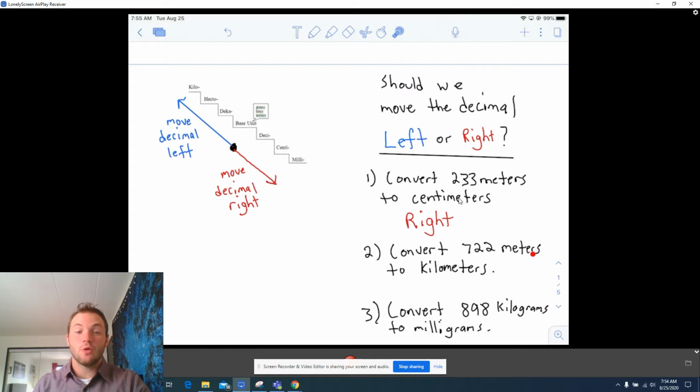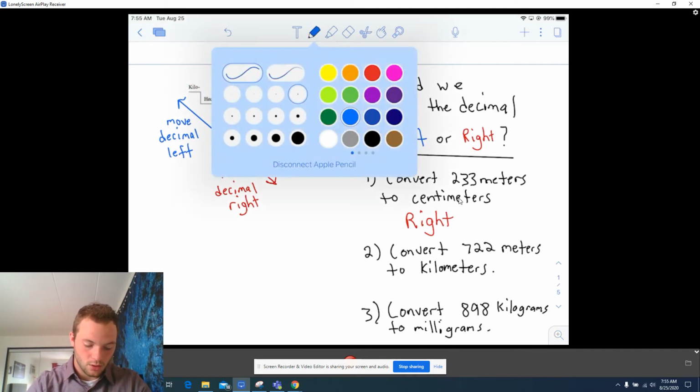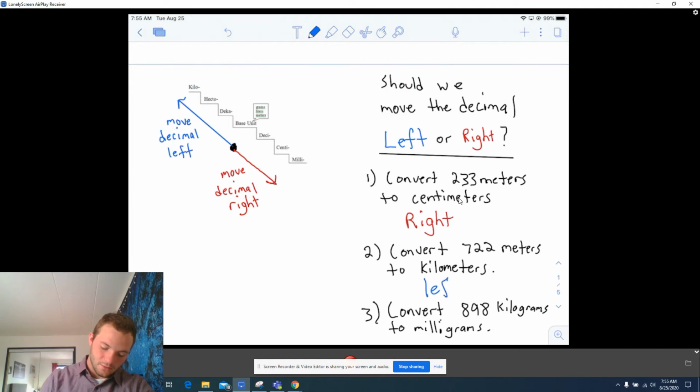Convert 722 meters to kilometers. So remember, meters is one of our base units that doesn't get a prefix. And then we're going from the base unit to kilometers. That's moving up. So we're looking at this blue line. We're going to move the decimal left.